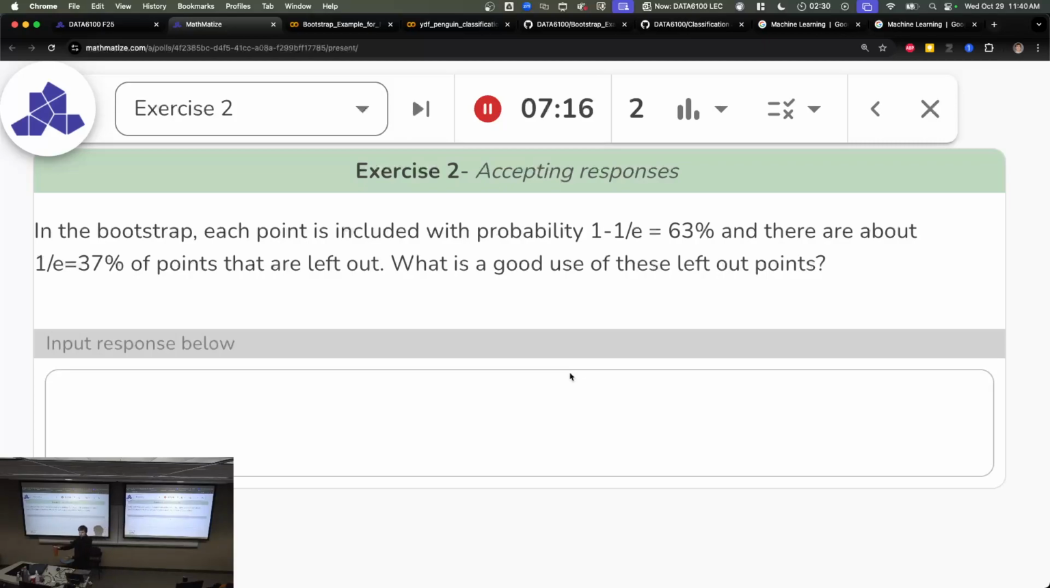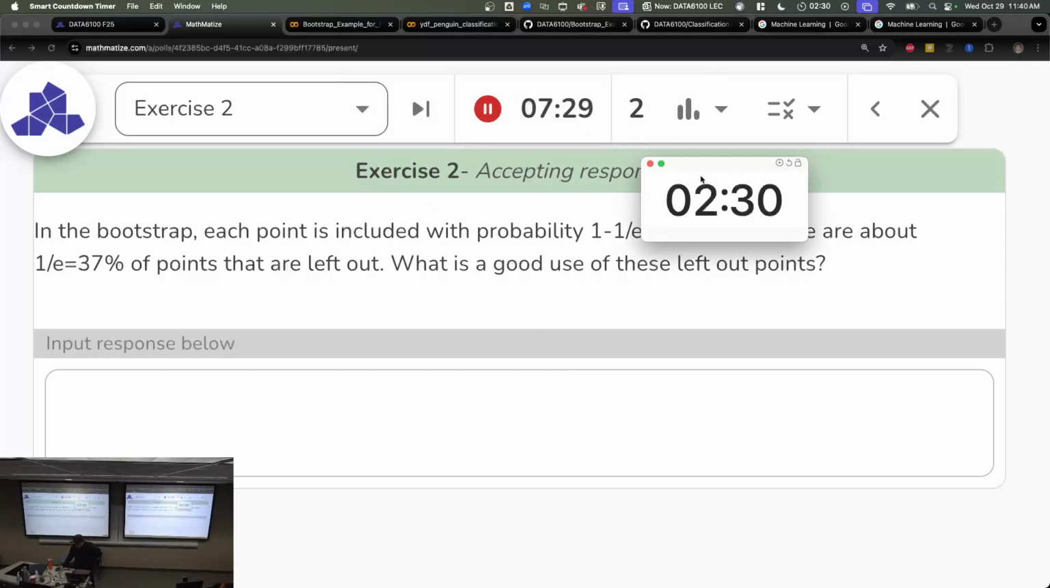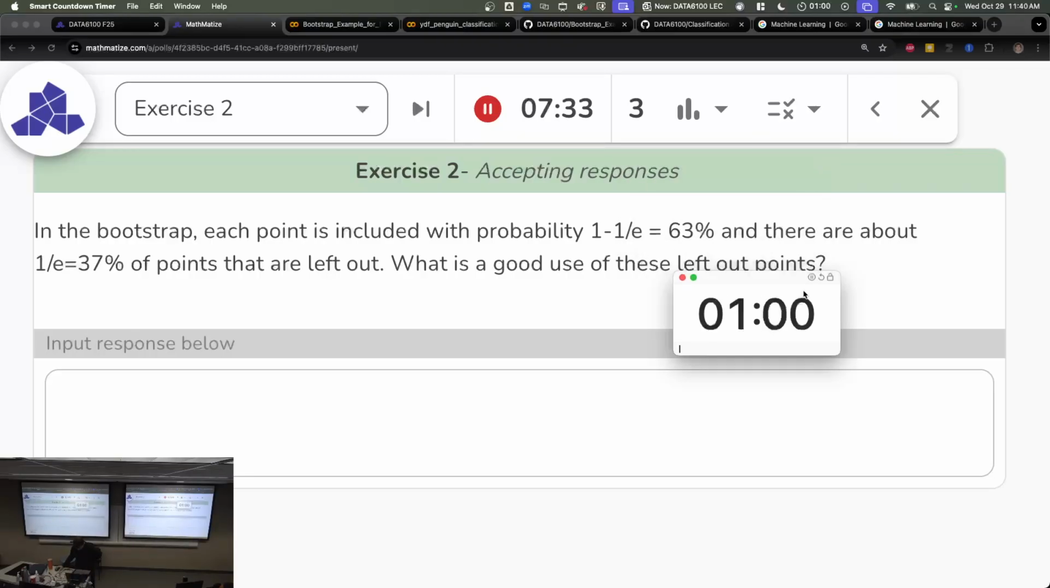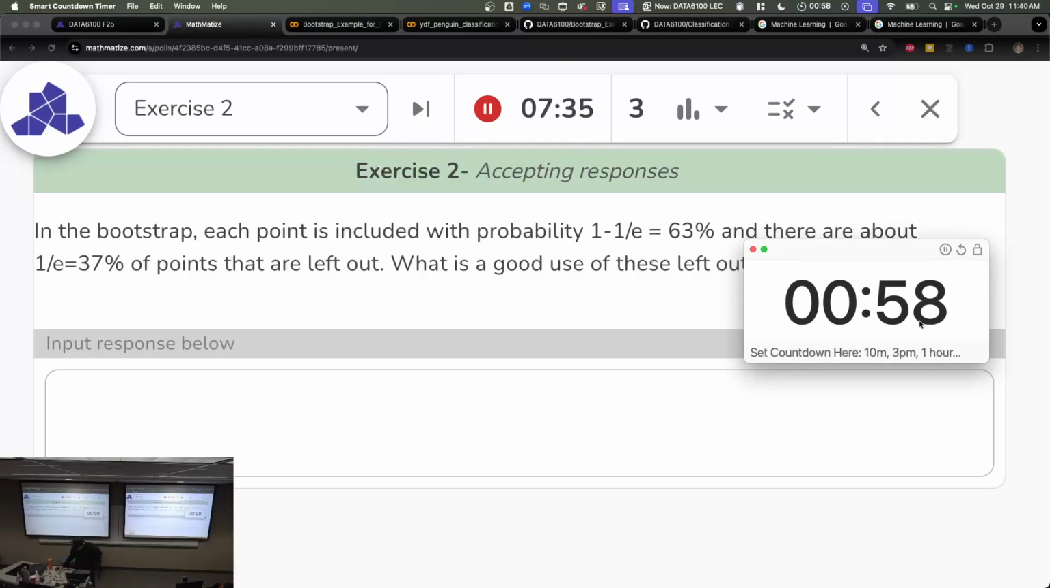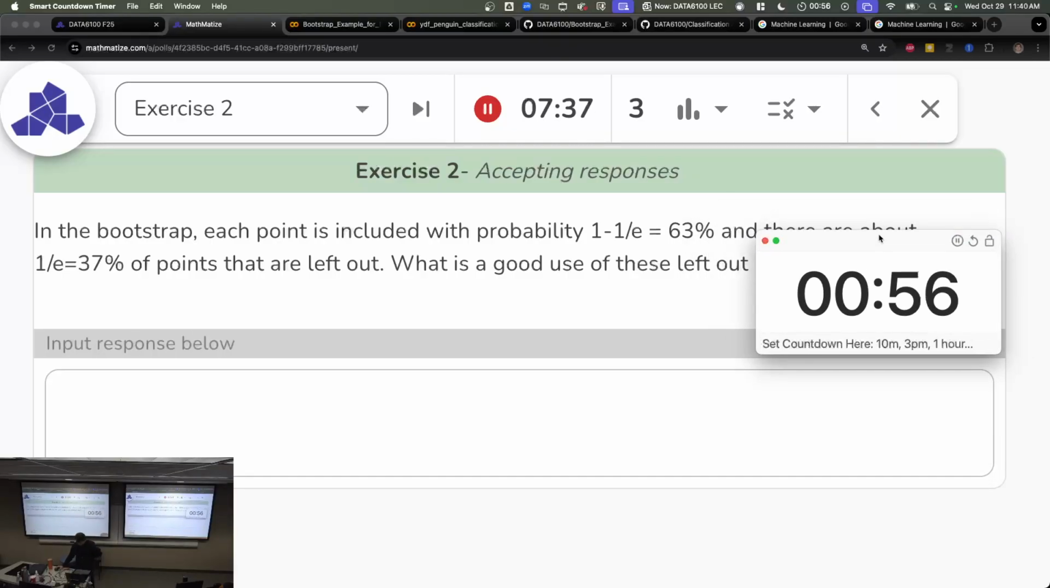So we made our bootstrap sample. We have all these points left over. What could we do with them? So far, we've done nothing with them, but maybe you can think of something useful to do. Okay, I will let you think for a minute in the context of data science. What can we do with the leftover points? Again, it's a word cloud, so you can put in any weird idea that you want, and we will discuss them.